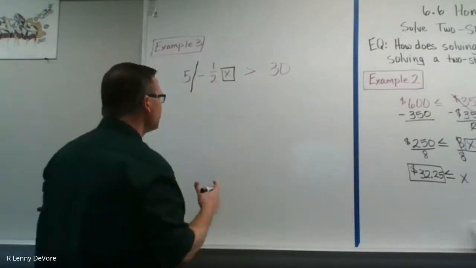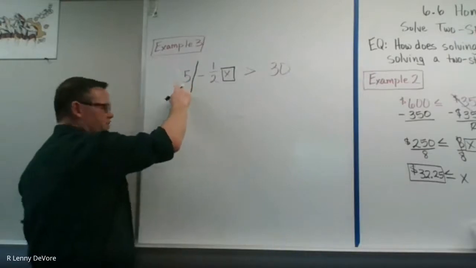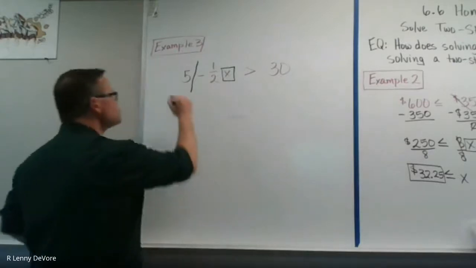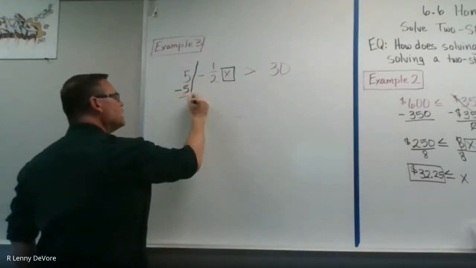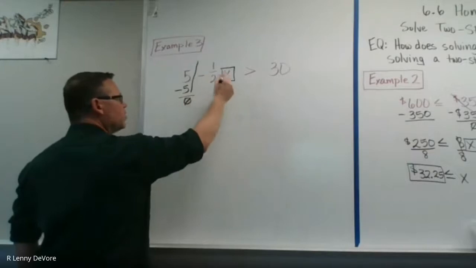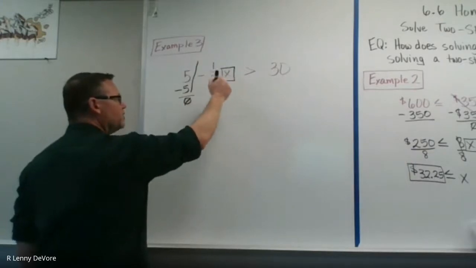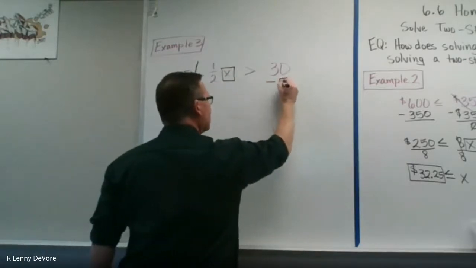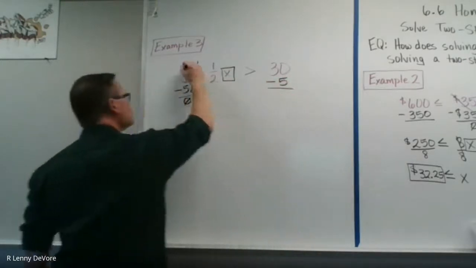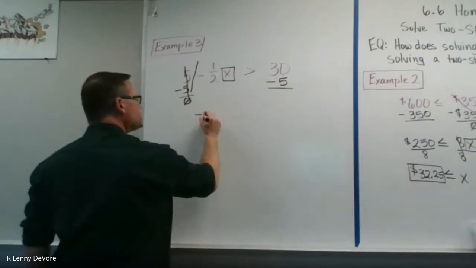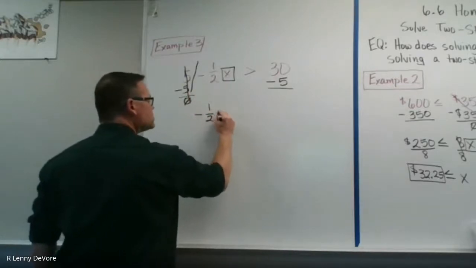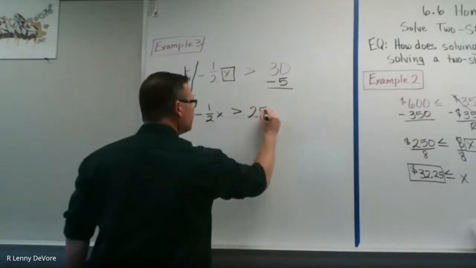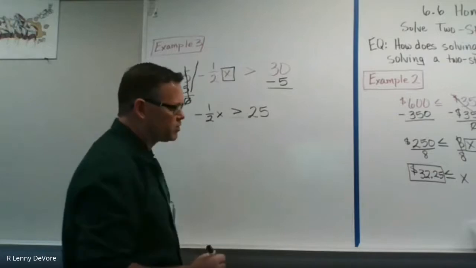Now, what you have to understand is this is a positive 5. Okay, so in order to get rid of this 5, we have to subtract 5 because we want it to equal 0. Because 0 minus a negative 1/2 x is still a negative 1/2 x. But remember, I have to subtract 5 over here also. So this is gone. All I have on this side then is a negative 1/2 x is greater than, and it's 25. Now this becomes a little bit more interesting, okay, guys?